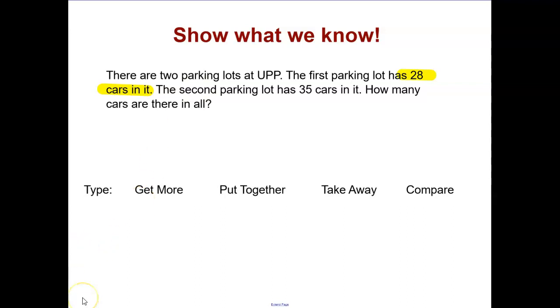So I know right away what type of problem it is, because the second parking lot has 35 and all they want to know is how many there are in all. I know I just have to take the 2 parts, the number of cars in both parking lots, and if I add those together, it will tell me how many cars there are in all at UPP, because there's 28 cars in parking lot 1, 35 in parking lot 2, so I just need to add them together. So I know right away that it's a put together problem. Is that what you guys got too?